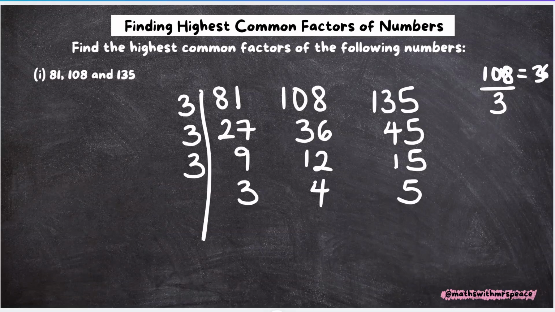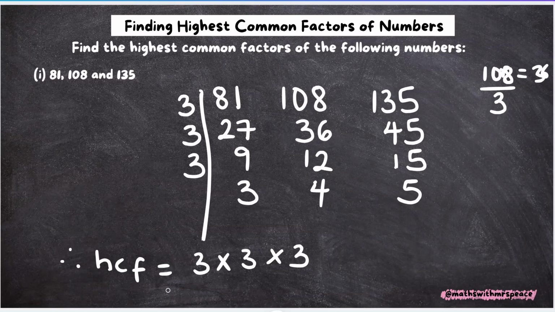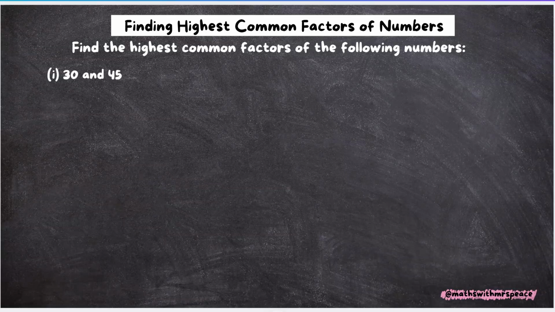So if you're going to use this method, be careful and make sure that you use all the common factors to perform your division before you stop. So let's go ahead and finish up here by saying, so therefore our HCF is equal to 3 times 3 times 3. 3 times 3 is 9, and 9 times 3 will be 27. So that's the HCF of 81, 108, and 135.